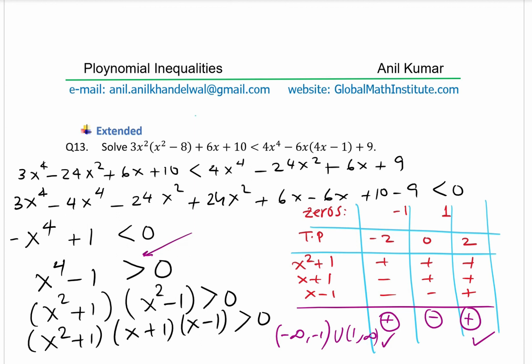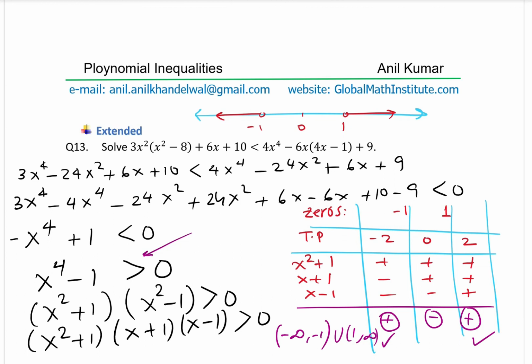Let me write down the solution here on a number line. So we get it from minus infinity to minus 1, or from 1 to infinity. So that becomes the solution. If x values are very large, in that case, we do get an answer for this. 0 is not the solution.